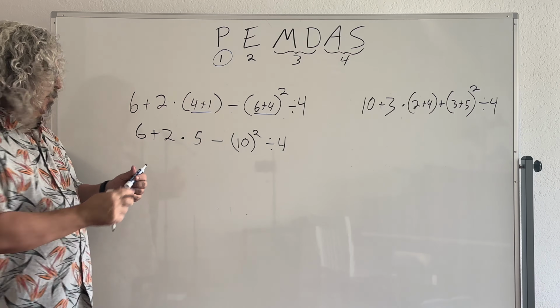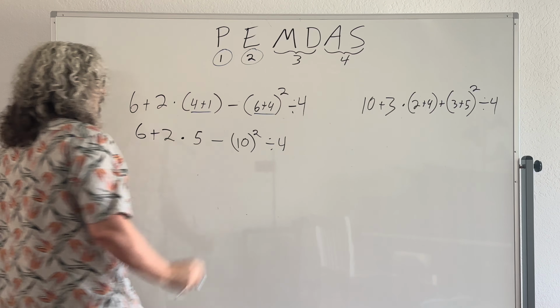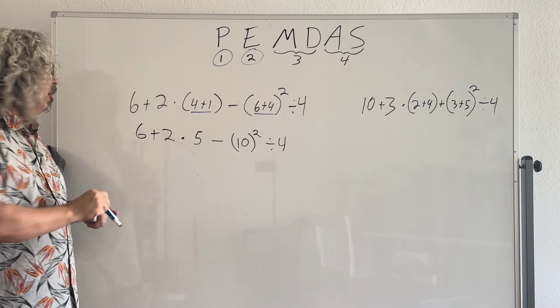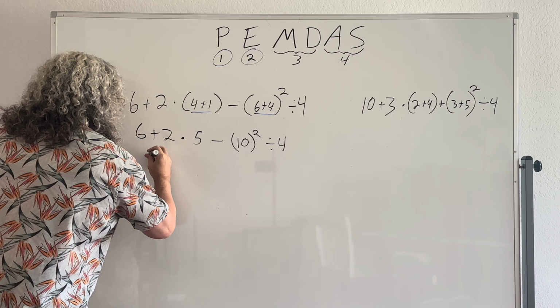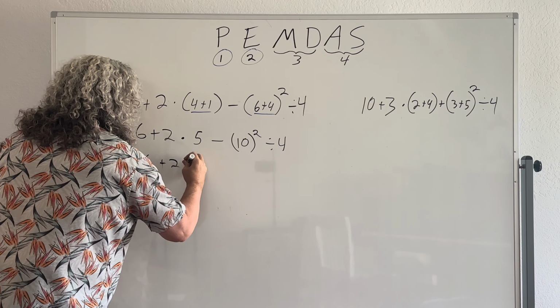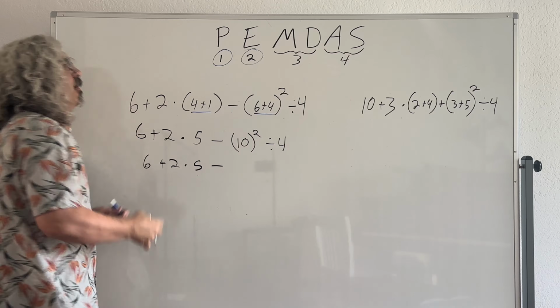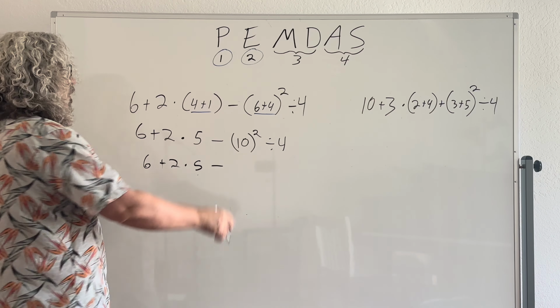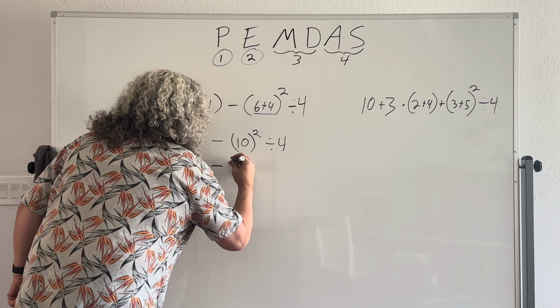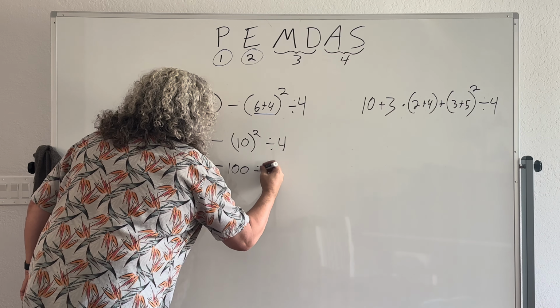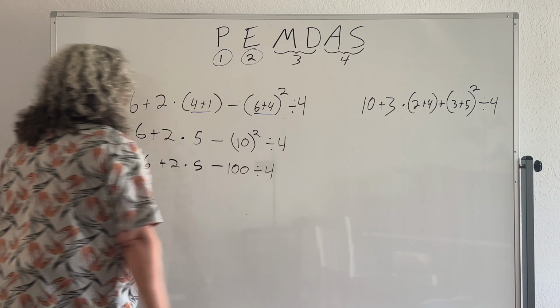Okay. What's step number 2? Exponent. Do I have any exponents? Boom. I have one right there. So everything else I'm going to copy. 6 plus 2 times 5 minus. Now I do my exponent. 10 squared means 10 times 10, which is 100 divided by 4.